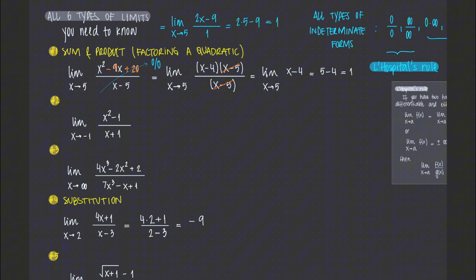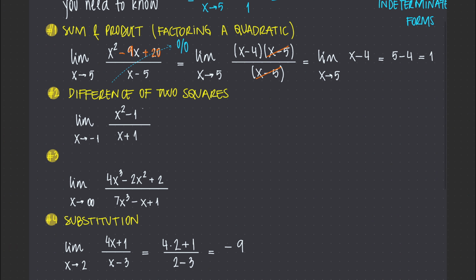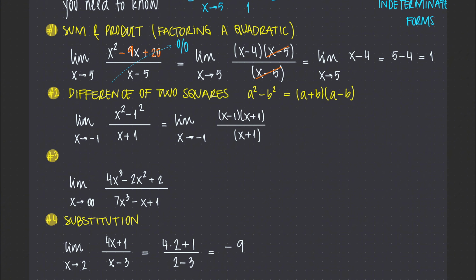All right, so third exercise now, third type. What you can probably spot in number 2 is a difference of 2 squares, and now I'm talking about the numerator in this case. We have x squared minus 1 squared, and we all know that a squared minus b squared can be rewritten as a plus b times a minus b, meaning that this limit may become x minus 1 times x plus 1 over x plus 1, and we can cancel these terms and have, in the end, the limit as x approaches negative 1 of x minus 1, which is negative 1 minus 1, which is equal to negative 2.